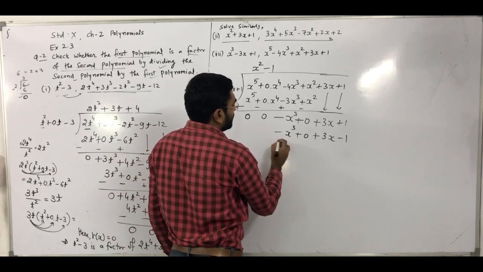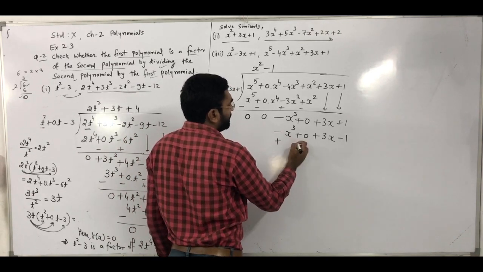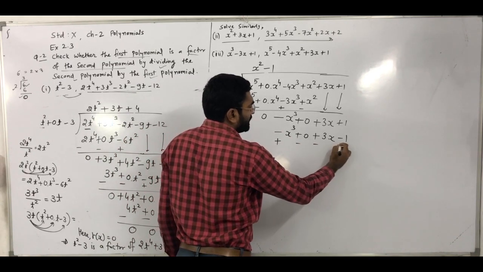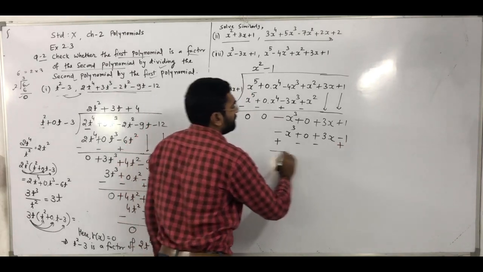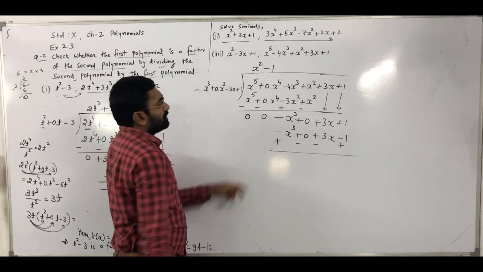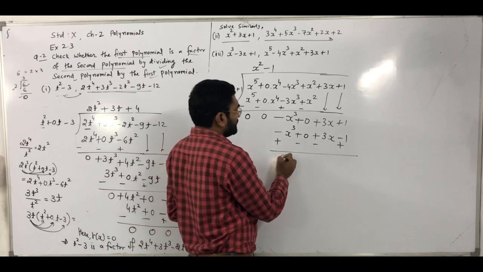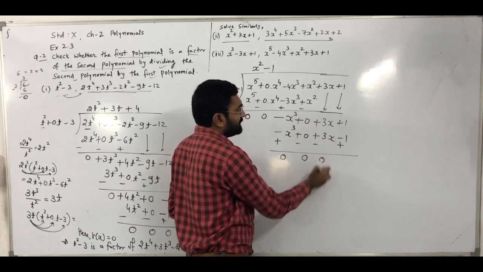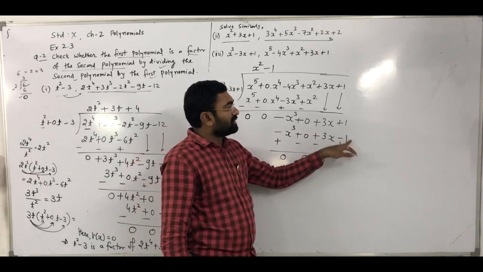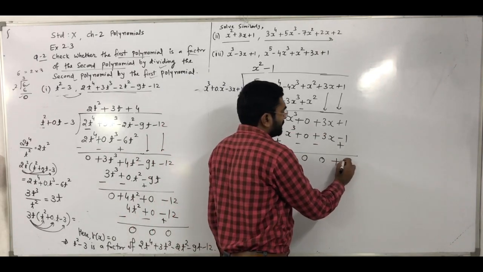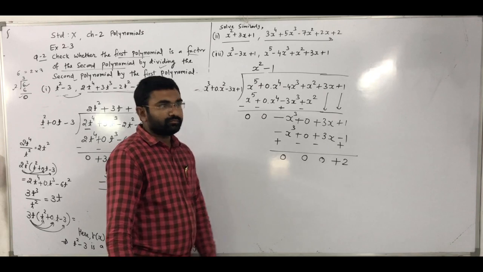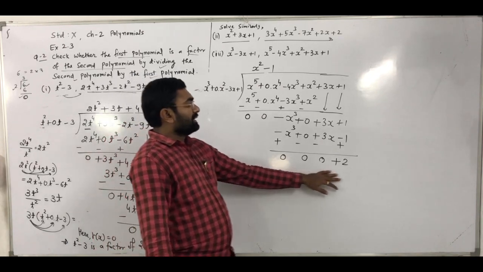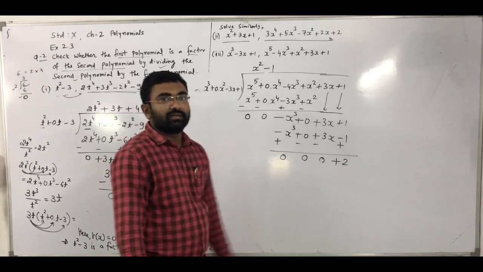Now change the signs of all these terms. Minus becomes plus, plus becomes minus, plus becomes minus, and minus becomes plus. Now add them. So minus x cube plus x cube is 0 only. These two terms are 0 only. Plus 3x minus 3x is 0. But here plus 1 plus 1, so we get plus 2. Right? So at last we get the remainder as 2.